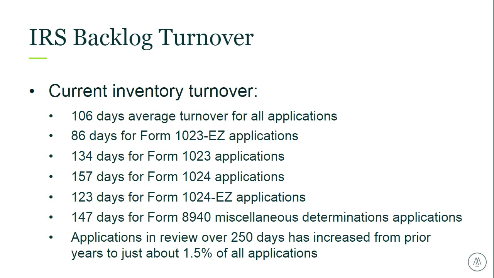So you can see that it's taking them quite a bit of time to get through their backlog. And 147 days is for Form 8940, which is the form that you would use for any other miscellaneous determination applications, such as switching from one type of tax-exempt filer to another, such as becoming a supporting organization of another 501(c)(3) organization, as an example.